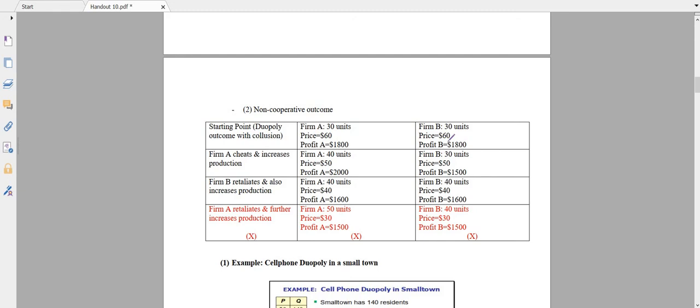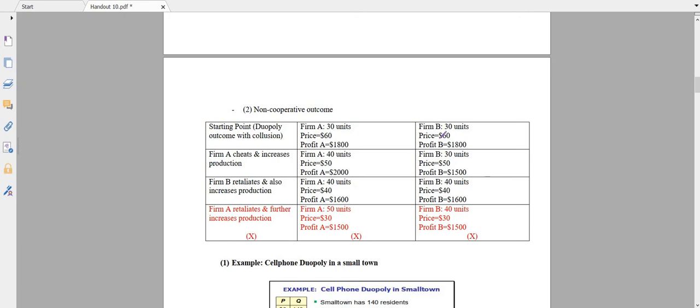But the problem is that this cannot be considered as equilibrium. Why? Because both the parties have an incentive to cheat. Firm A doesn't know what's happening in the mind of firm B. So firm A doesn't know how firm B is going to operate. Similarly, firm B is not too confident about how firm A is going to act.